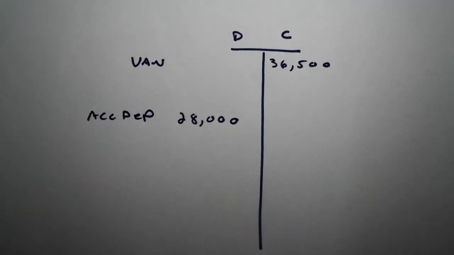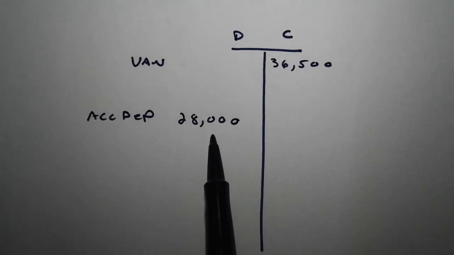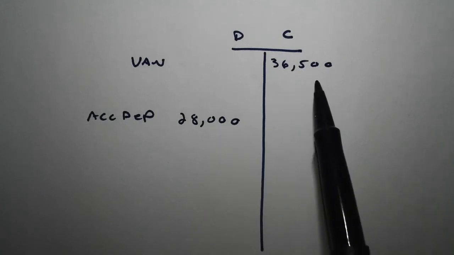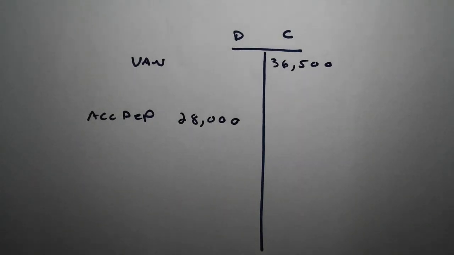Okay, so we credit van $36,500 and debit accumulated depreciation $28,000. At this point, our books have eliminated the delivery van and its depreciation up to that point in time. And that's what's actually happening. We're selling the van. That debit will take care of the credit balance of accumulated depreciation, and this credit to van for $36,500 will get rid of the historic cost of the van from our books.